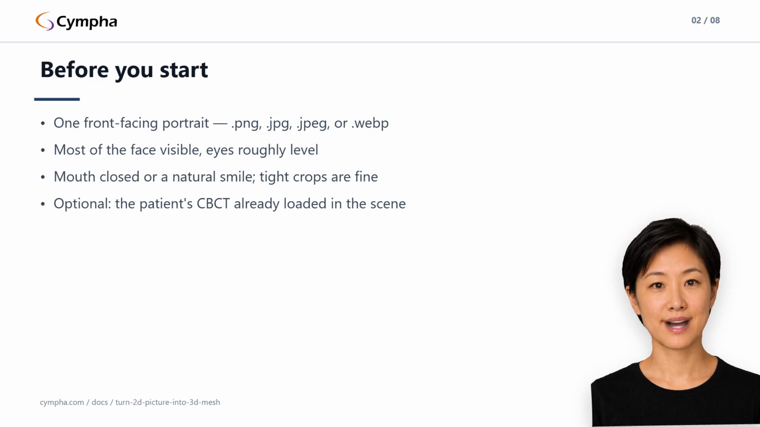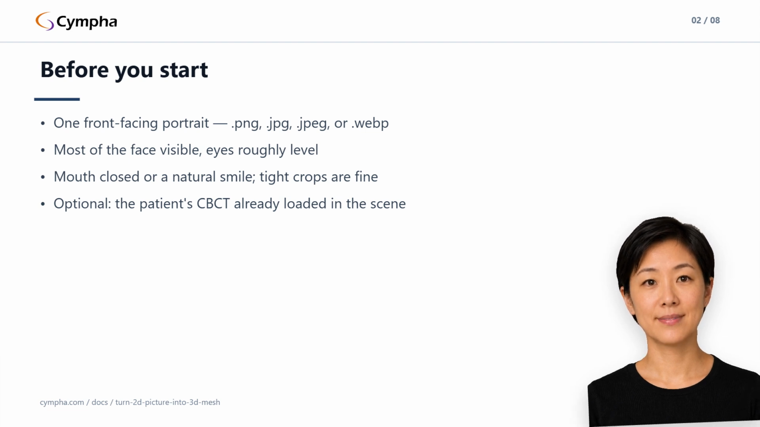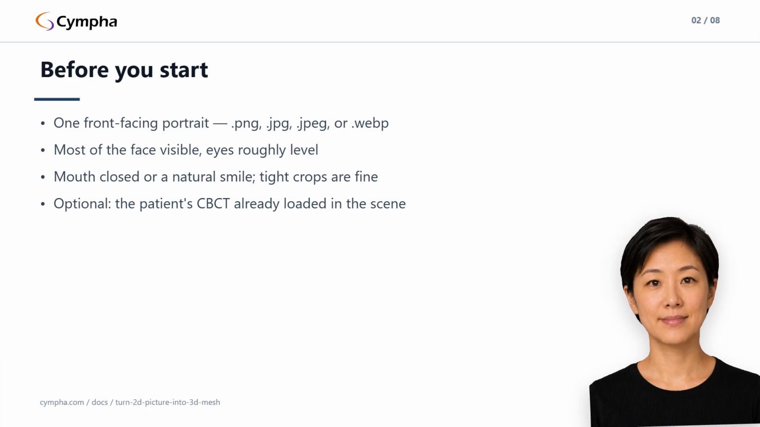And then the one decision that shapes everything downstream. If you want the reconstructed face registered against bone, load the patient's CBCT into the scene first, before you start. Whether a CBCT is present at the moment you launch the tool is exactly what decides which of the two paths Studio takes, so the order of operations here isn't a nicety, it's the switch.